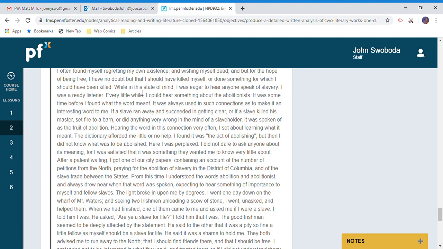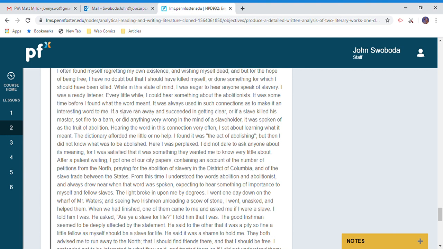Every little while I could hear something about the abolitionists. An abolitionist was somebody who was trying to abolish slavery, get rid of slavery. So if you're a slave and you hear about somebody fighting to end slavery, you perk up and you pay attention. It was some time before I found out what the word meant. It was always used in such connections as to make it an interesting word for me.